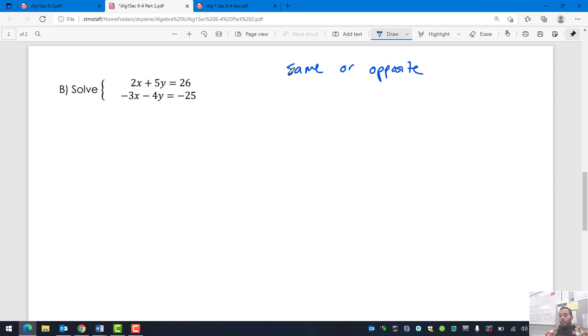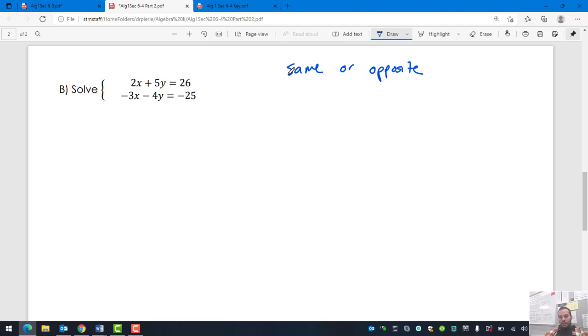So what I have to do now is I have to multiply either one or both of these equations by something in order to get the same or the opposite coefficients. Okay, but the issue I'm running into right now is that it's not super easy to multiply either of these equations by something in order to get the same or opposite coefficients.